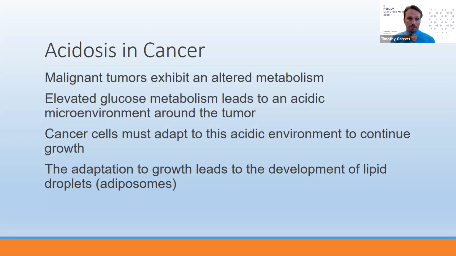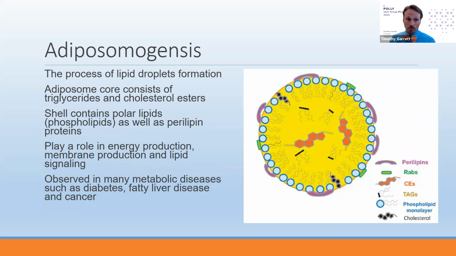proliferate. That adaptation leads to development of lipid droplets or adiposomes. This is also known as adiposomogenesis, the process of lipid droplet formation. They contain in their core primarily triglycerides and cholesterol esters, and in their shell, creating the sphere, has polar lipids, typically phospholipids like phosphatidylcholine, as well as perilipid proteins.